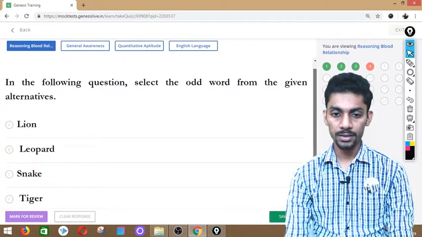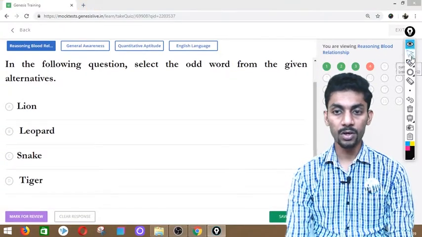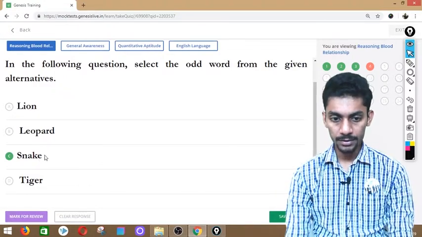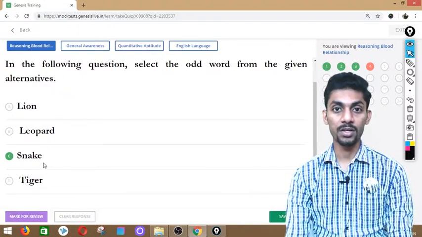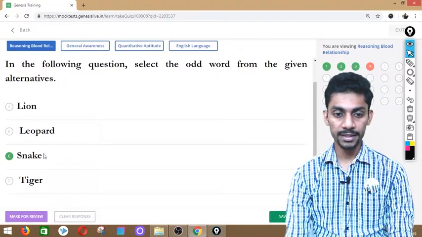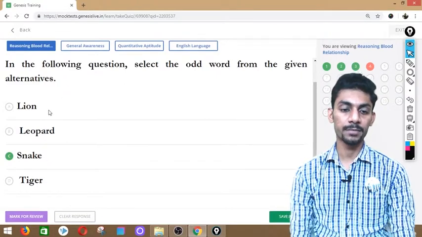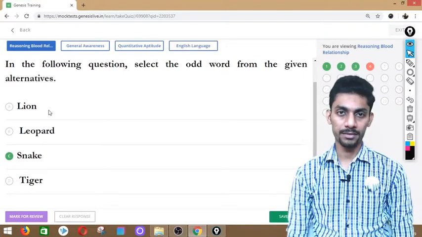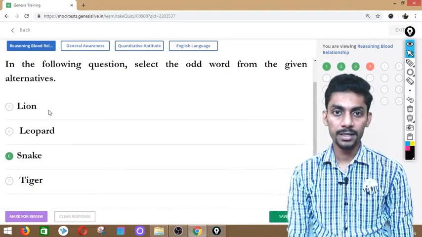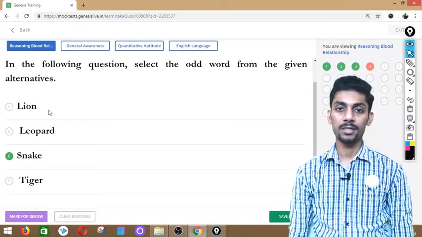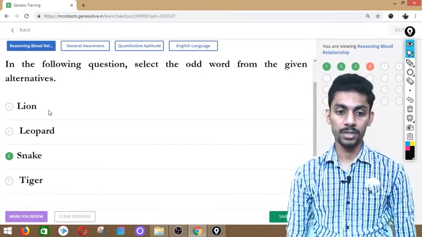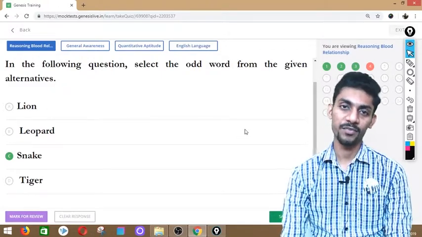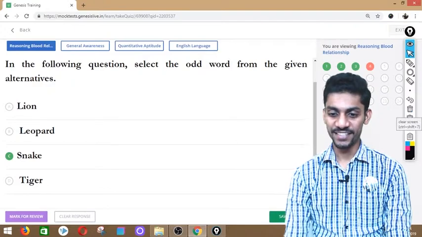Next one. In the following question, select the odd one out. I think we already got the answer. It is snake. Why snake? One reason maybe snake does not have legs. These all have 4 legs, and this comes under cat family. Lion, leopard, tiger come under cat family. Snake does not come under cat. It's a reptile, right, which lives both in water and land. Lions can't live underwater. Okay, snakes can. So snake is odd one out here. Simple term, no legs with legs. Okay. Yeah. Next one.